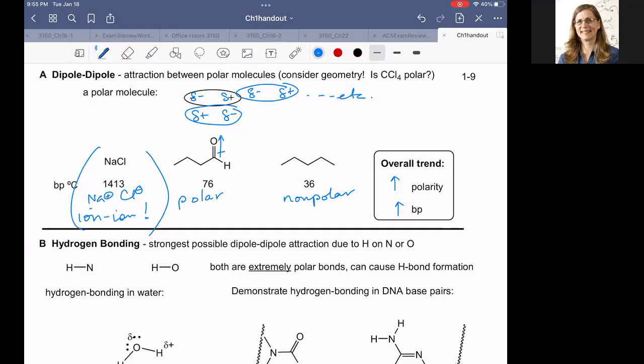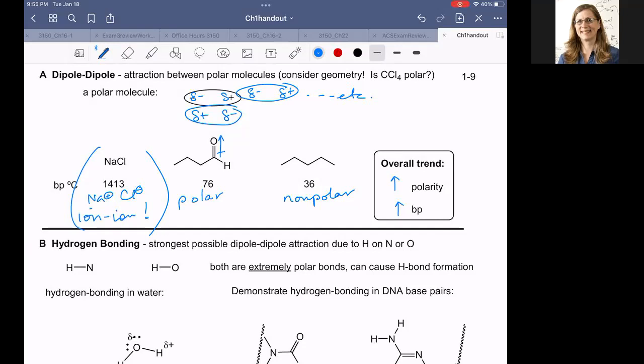The attraction is so strong. So we're typically not looking at ionic compounds. Organic molecules, for the most part, that we're looking at boiling are going to be neutral compounds. And so what we're looking for is these dipole-dipole attractions between polar molecules. All right, let's take a look.